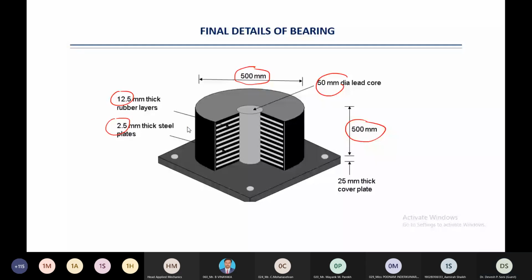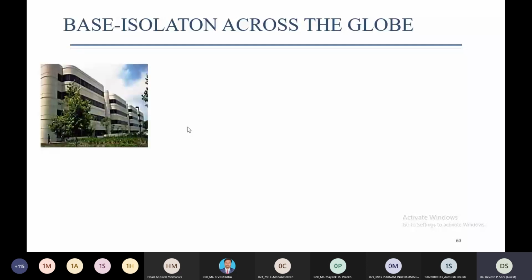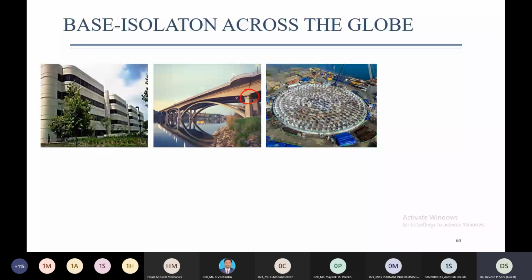Okay. Then at last, we have a quick overview of base isolation across the globe. This figure shows isolation used for buildings. It's a low-rise building where isolation is used. The second figure shows the application of base isolation in a bridge, where we can see isolation bearings provided between the deck and the pier. Then the third figure shows the application of base isolation for an LNG storage tank, huge liquefied natural gas tanks. They can be used.